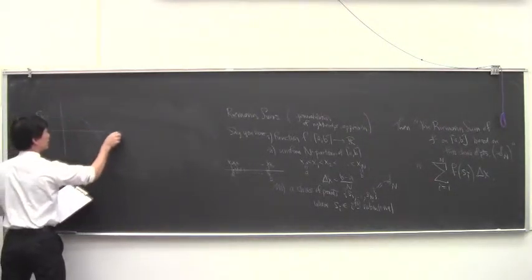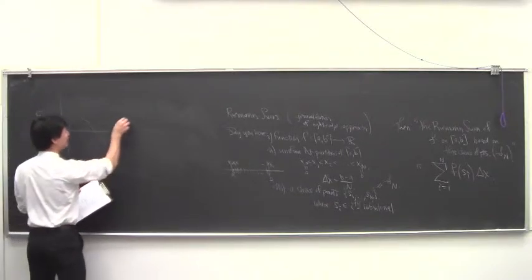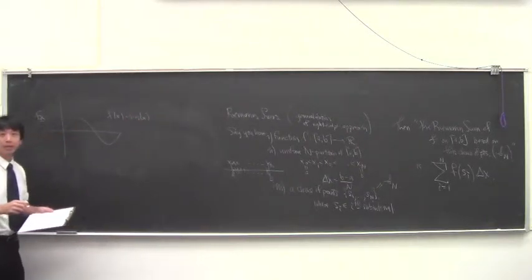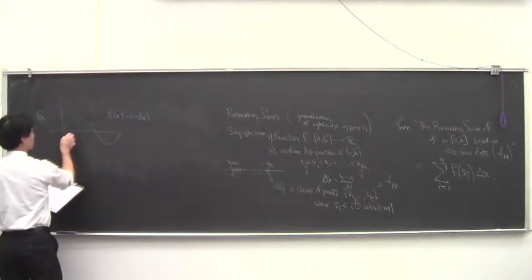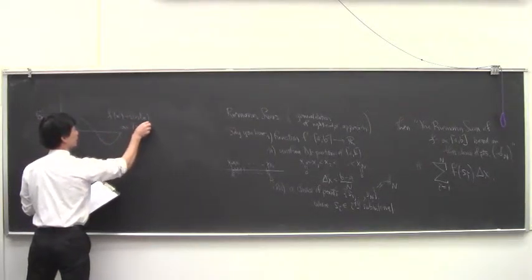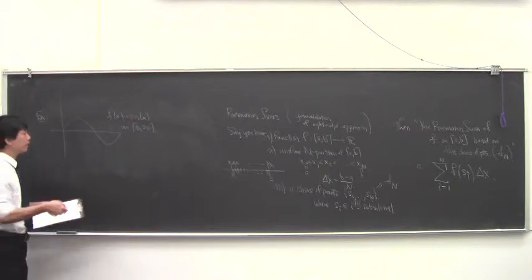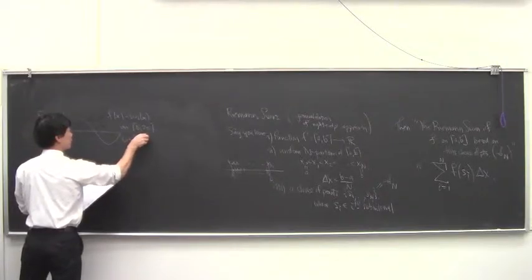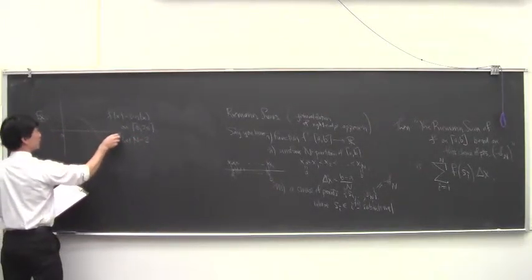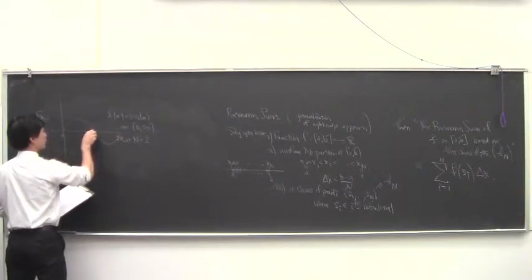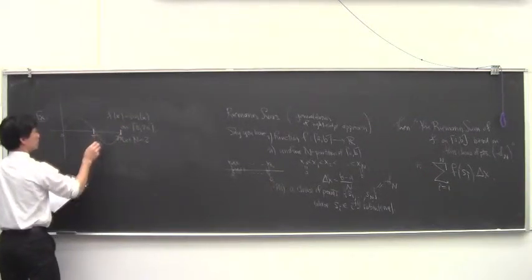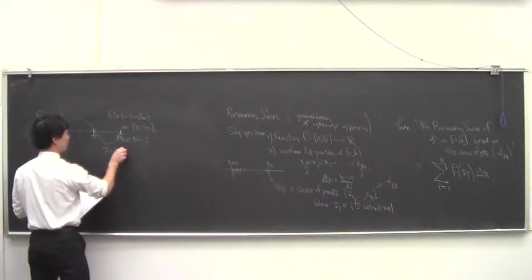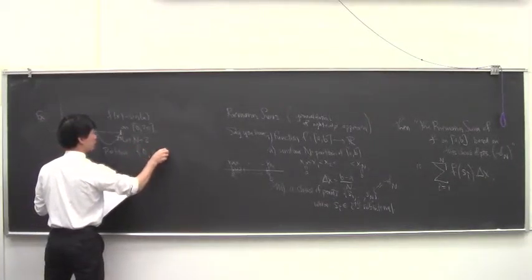Suppose we have, say, the sine function. Suppose f of x is the sine function, and we're going to take the sine function on, say, 0 to 2 pi. Then let's let n be 2. So we're going to divide this into two equal subintervals. So here's our partition: 0, pi, 2 pi.